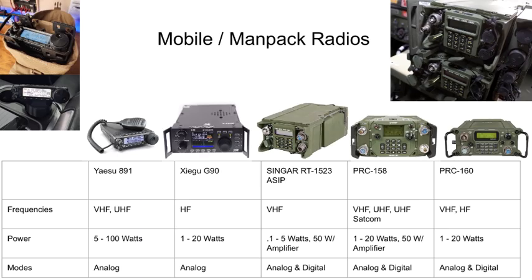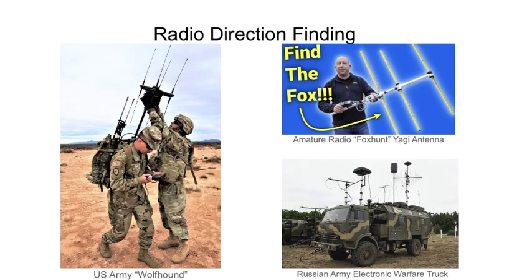What's the danger of using a radio? Well, one main danger is radio direction finding. On the left here, you can see a man-packable radio direction finding piece of equipment called a Wolfhound. You can see it has multiple antennas on there, and basically it can determine what signal is coming from which direction. On the bottom right, you have a Russian Army electronic warfare truck. Again, it can do many things, and one of them is direction finding.